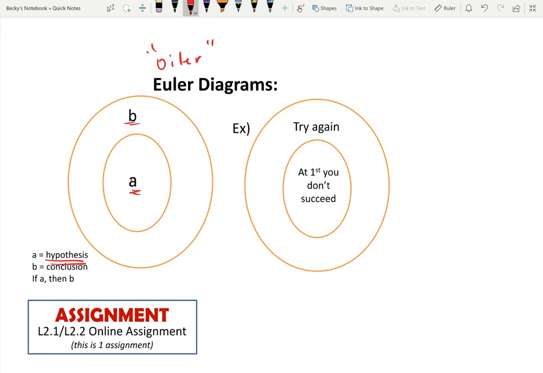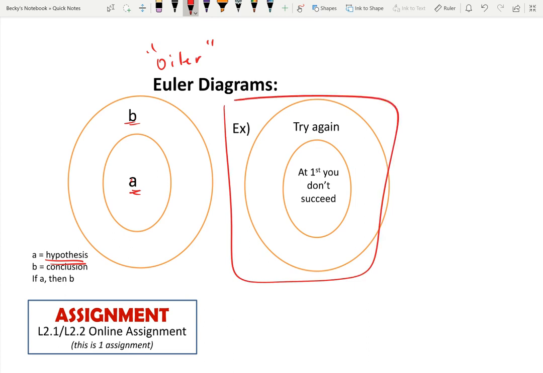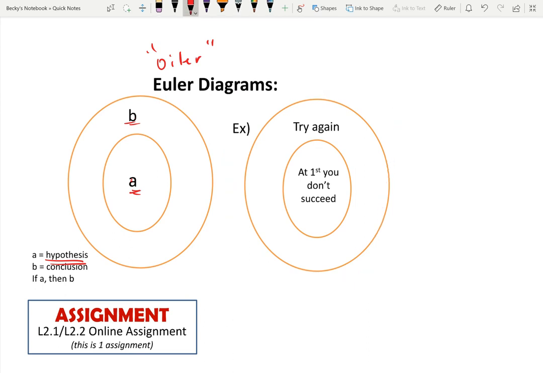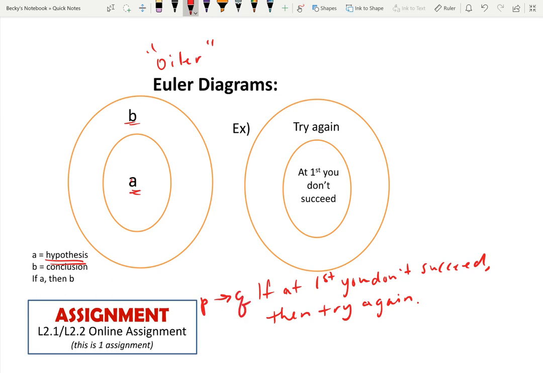So when you see this first example here, do you know how to read it? And you will have to interpret some of these on tests and quizzes. So you're going to say, if at first you don't succeed, then try again. So that's how you interpret that. That is P, then Q.